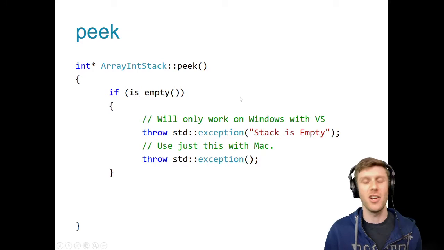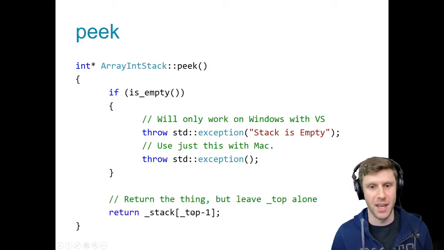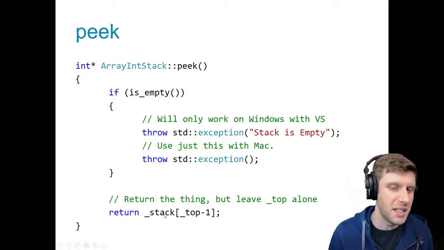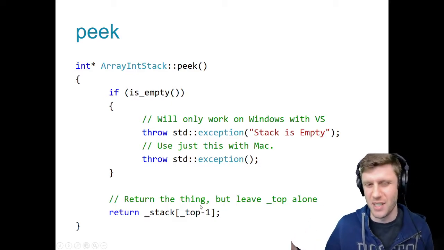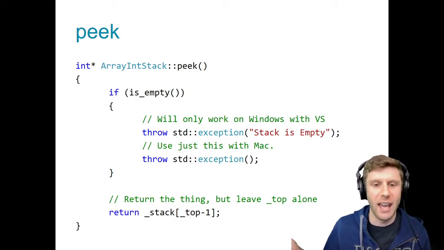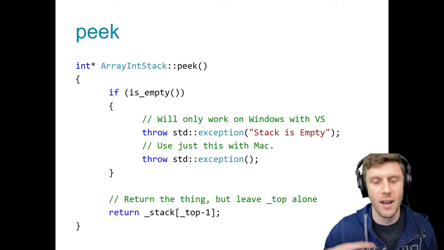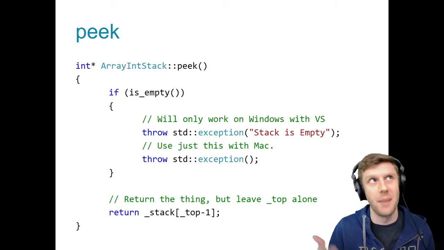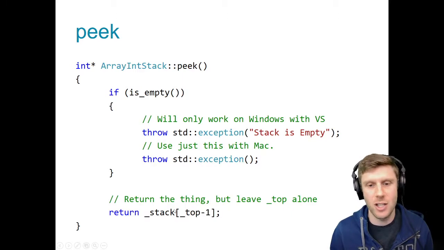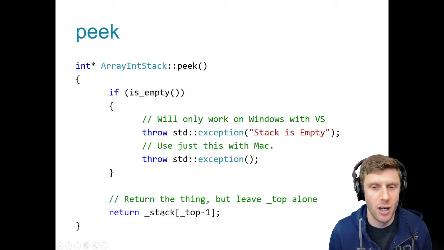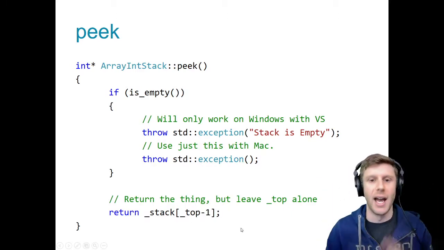Our peek is going to be basically the exact same thing, except we don't actually want to decrease top because we're not removing anything from the stack. Just return the thing, or return a pointer to the thing that's pointed to by the thing at the top of the stack. So in this case, just return the pointer to the integer that's supposed to be on the stack.